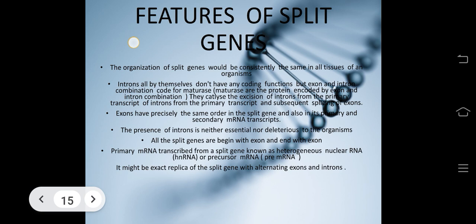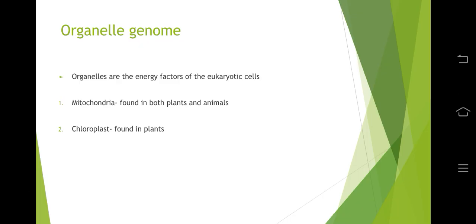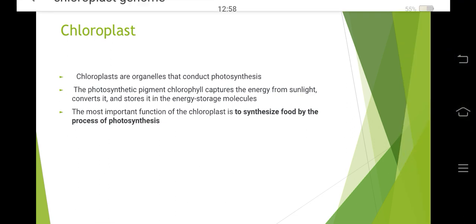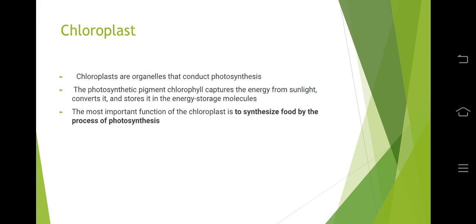Organelles: mitochondria are the energy factories of eukaryotic cells. Mitochondria are found in both plants and animals. Chloroplasts are found in plants. Chloroplasts are organelles that conduct photosynthesis. The photosynthetic pigment chlorophyll captures the energy from sunlight, converts it and stores it in energy storage molecules. The most important function of the chloroplast is to synthesize food by the process of photosynthesis.